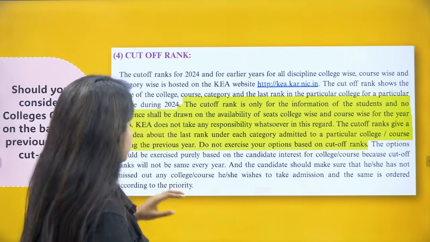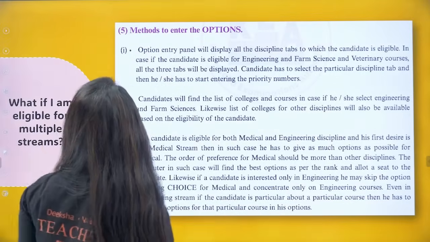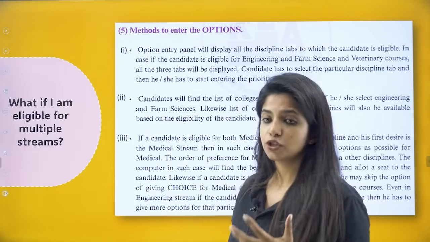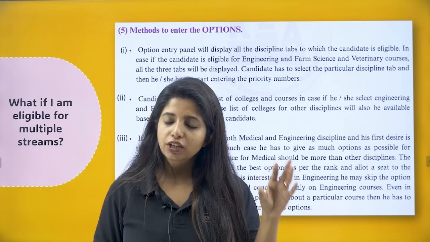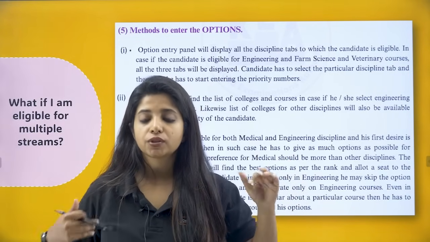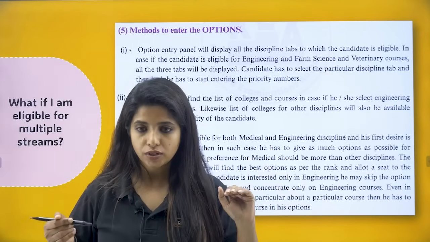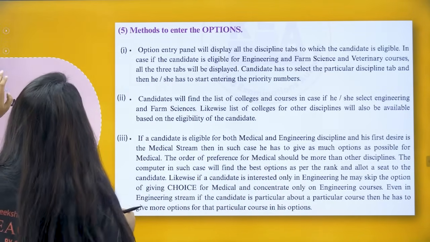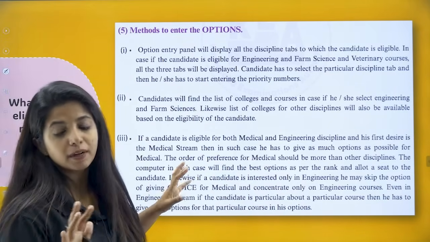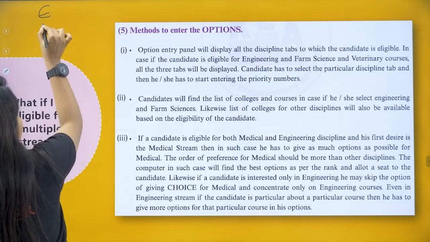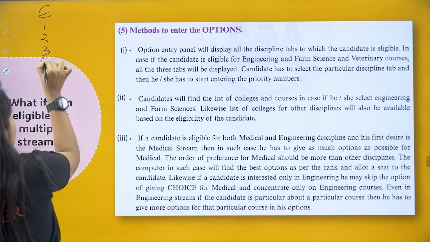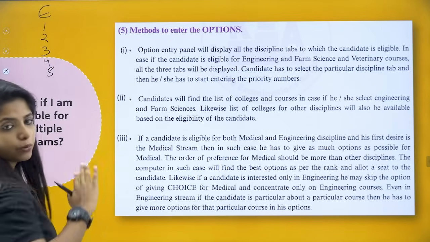Okay, cool. Now going ahead with the next thing. What if I am eligible for multiple streams? As I told you, suppose I am someone who is eligible for engineering, farm science and veterinary courses, how do I arrange my options? So suppose my priority is engineering. Even though I am eligible for all of it, my priority is engineering. What do I do? I choose the engineering colleges. I give them 1, 2, 3 priority or 4, 5, whatever number I want to put.